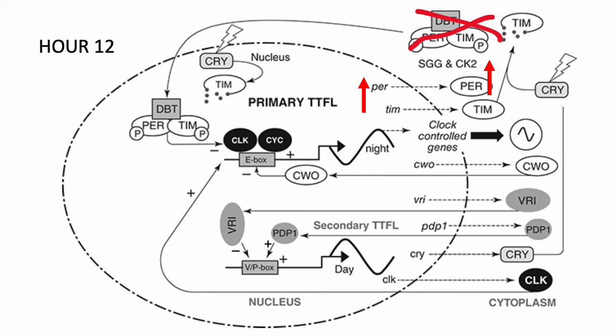And then the next step is where we began, right at the transition between subjective day and subjective night, when there's sufficient timeless to protect PER, and we have the double-time-period-timeless complex that can form to be phosphorylated to enter the nucleus once again, and the cycle starts anew.